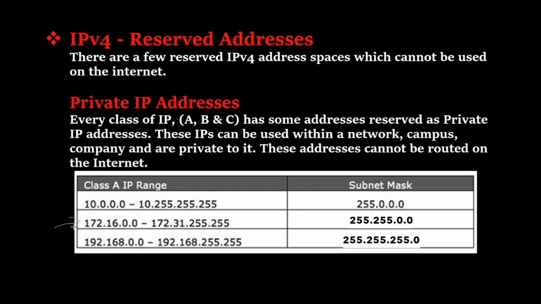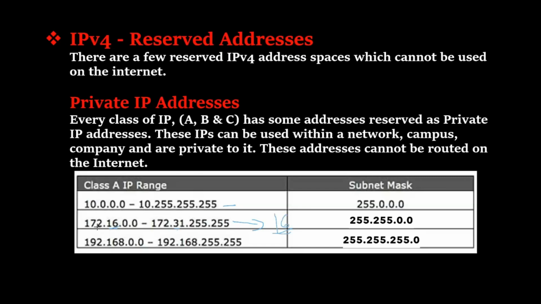In class B, if you want to use class B, you can use 172.16.0.0 to 172.31.255.255. Now, can anyone tell me how many networks are there in this range? Premlata is saying 16. That's correct. No, not 15. If you count 16, you also have to count that: 16 to 31. Try to calculate. The value will be 16.